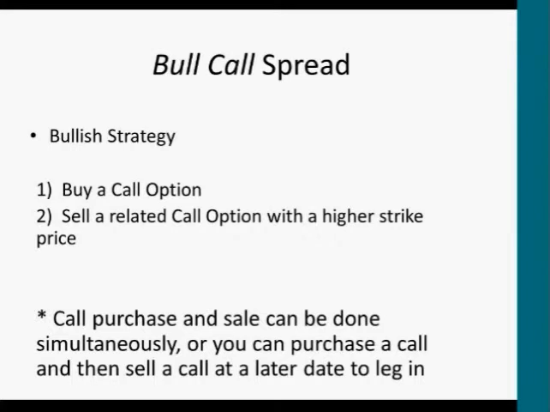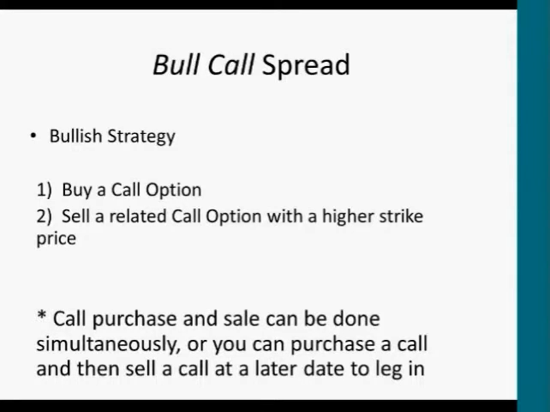And with a bull call spread, you buy a call option and then you sell a related call option with a higher strike price. So let's say you buy the Apple 600 strike call option. If you were to sell the Apple 620 strike call option, that would create a bullish debit spread. And similar to the married put spreads, these option spreads can be done simultaneously, or you can purchase a call option at a later date.